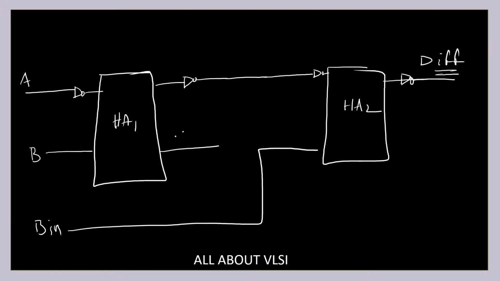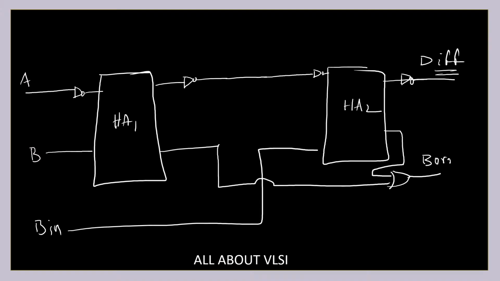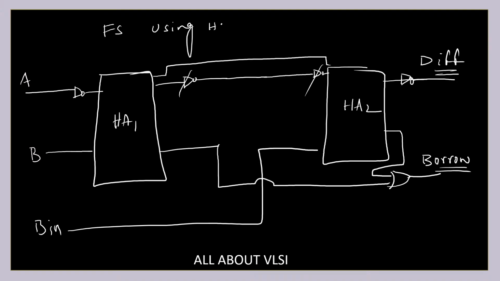That's it. So it is going to look like this, and this output I'm going to give to the OR gate so that I'm going to get my borrow over here. Okay, fine. And if you carefully observe, these two NOT gates will cancel out each other and we are going to have a simple plain line. So this is how I'm going to implement a full subtractor using a half adder.